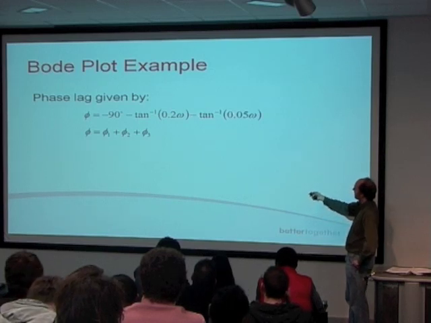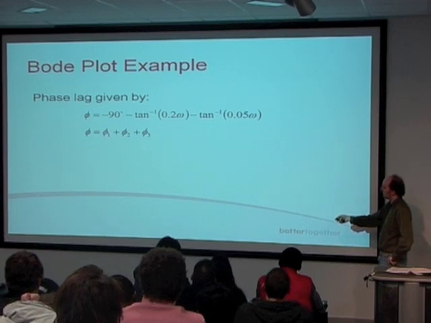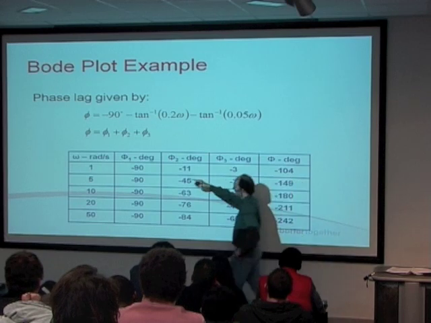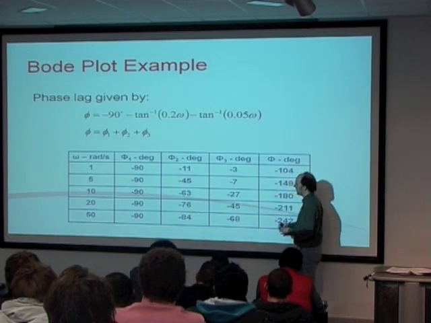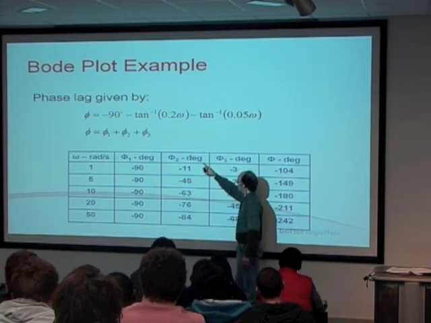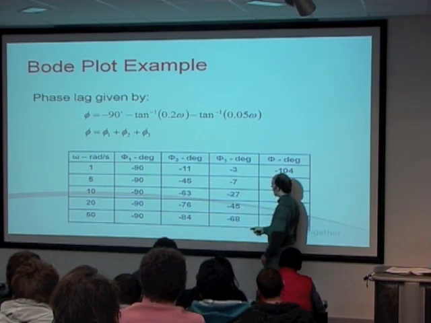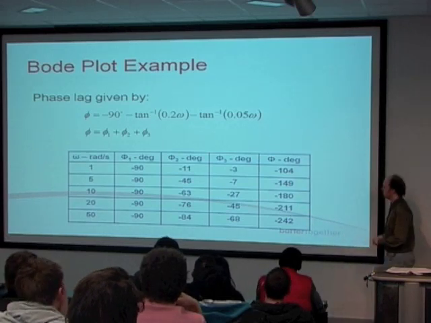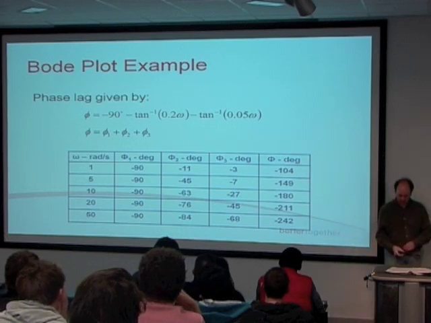And minus the inverse tangent of 0.05 omega. And we know that the complete phase is going to be phase 1, phase 2, and phase 3. And so we make a table. Omega, we've just come up with a bunch of numbers here that seem to match what we were looking at. Omega 1, that's minus 90, that doesn't change. Omega 2, well, plugging in omegas in that equation will give us those values. And we've got omega 3, and you add them all together, and you get that number there. And this is what we plot on our diagram.